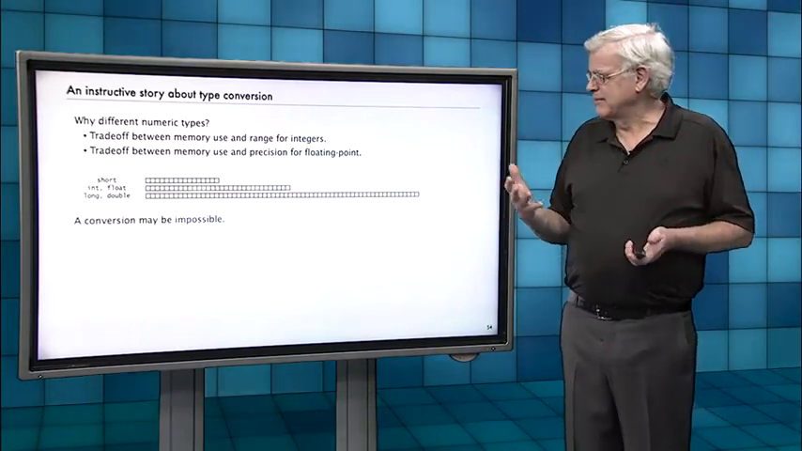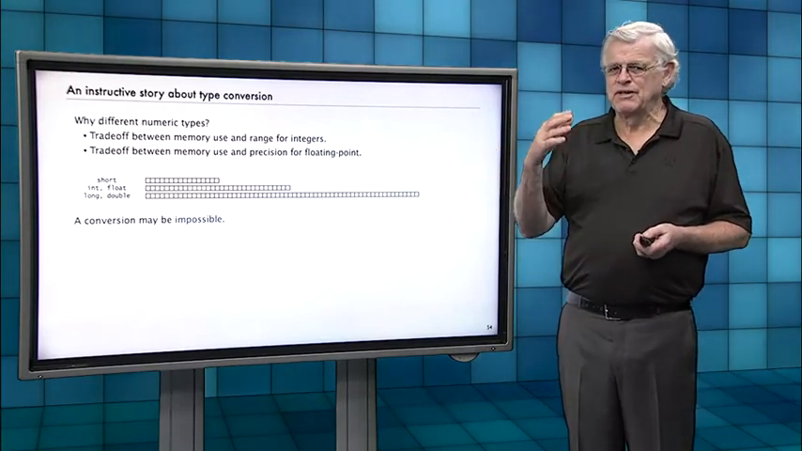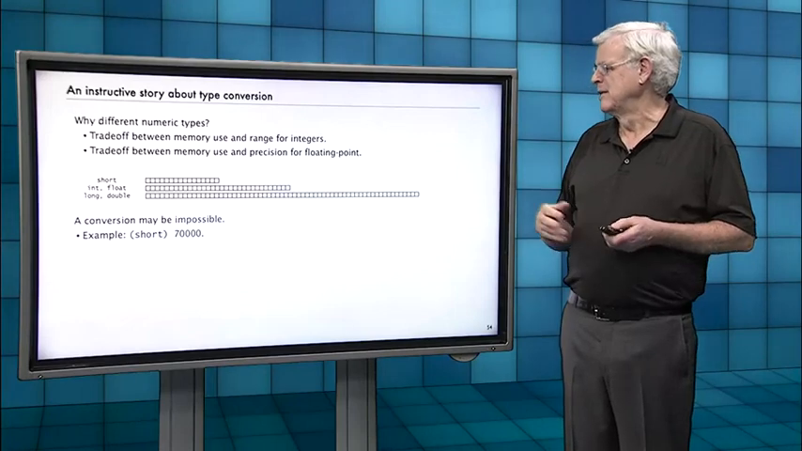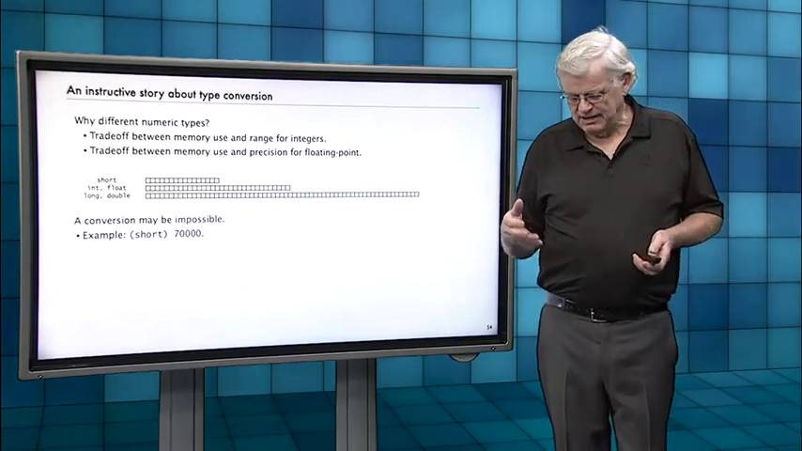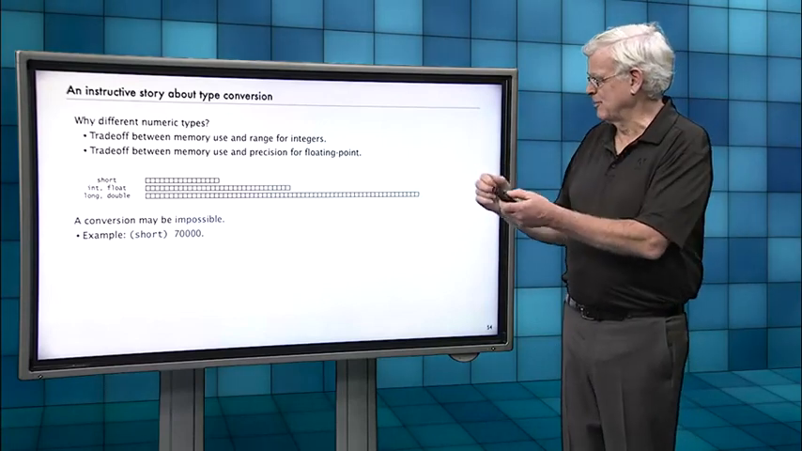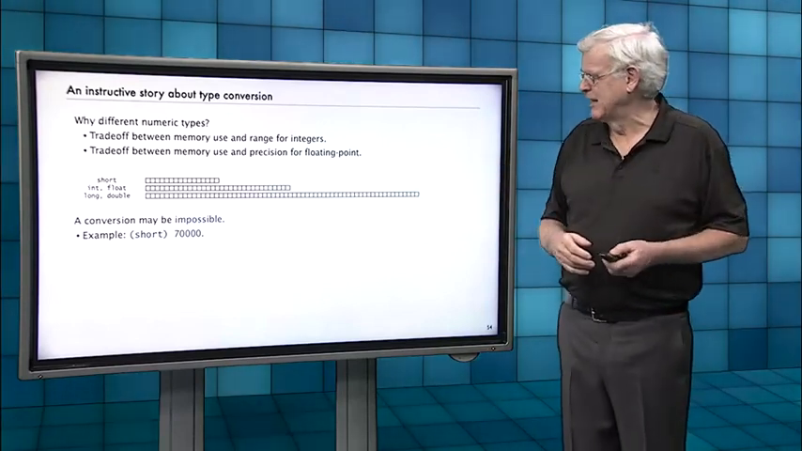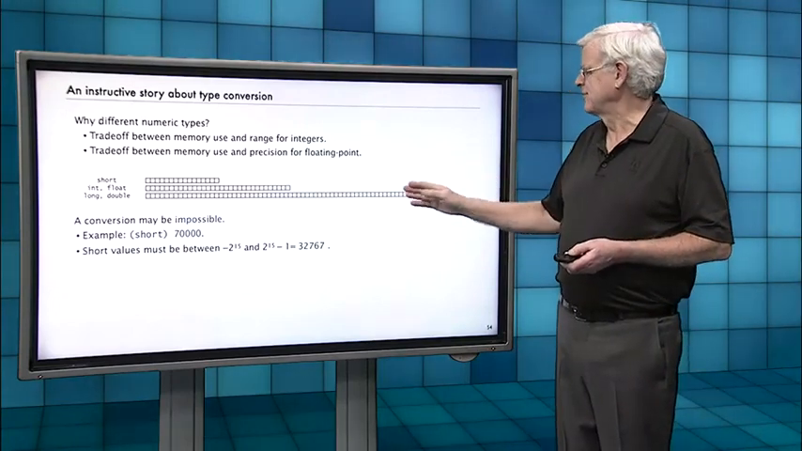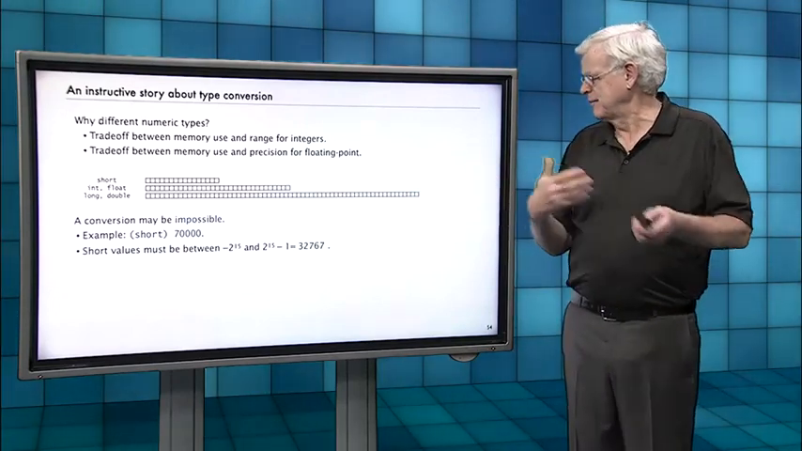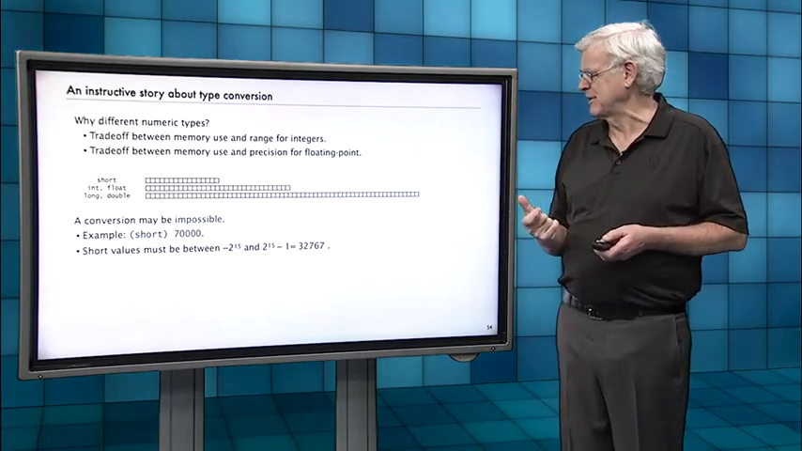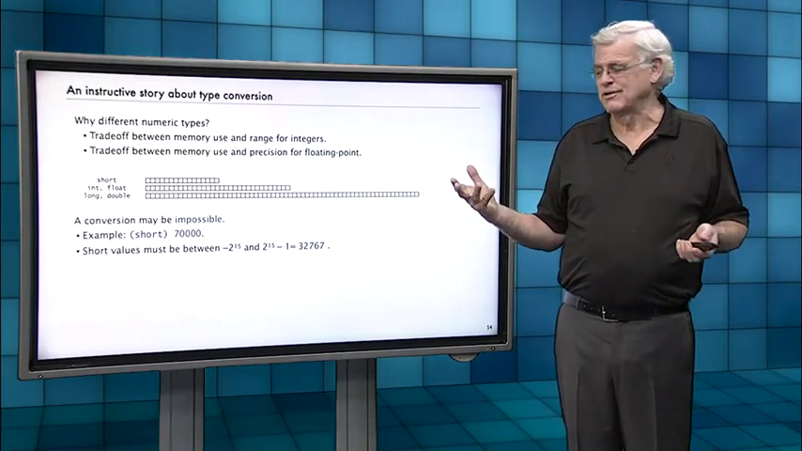Now, but the thing is that because of the restrictions on the range, it might be impossible to do a conversion sometimes. So for example, say I have the number 70,000 and I say, okay, I want to cast that to a short, so I could write short 70,000. Well, that's not possible because short values have to be between minus 32,768 and 32,767. There's only 16 bits. Can't do that conversion.